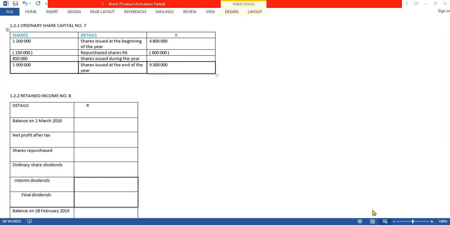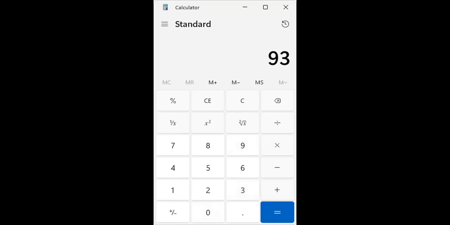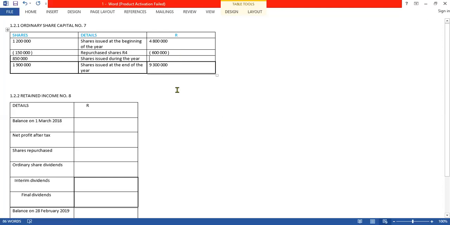Thousands. Let me share my calculator with you guys so that we can do it. It's 9,300,000 plus that 600,000 that we have repurchased, and then subtract the one at the beginning of the year, 4,800,000, and that gives us 5,100,000, meaning 5,100,000 is the amount of money that we got when we were issuing 850,000 shares. Sorry guys, it seems like I'm making so many mistakes.